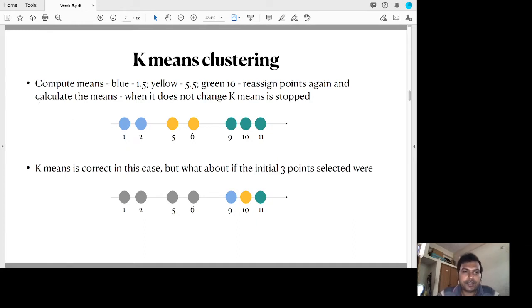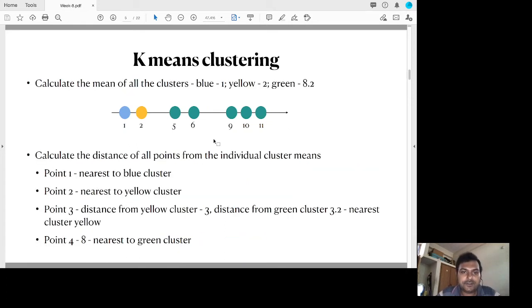Okay, is the stopping criterion of this clustering algorithm clear? Yes, sir.